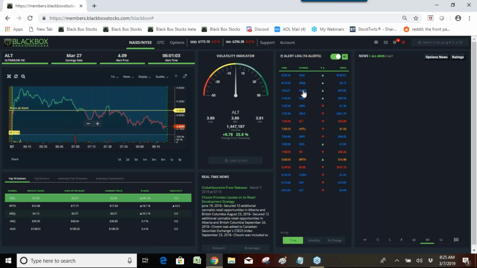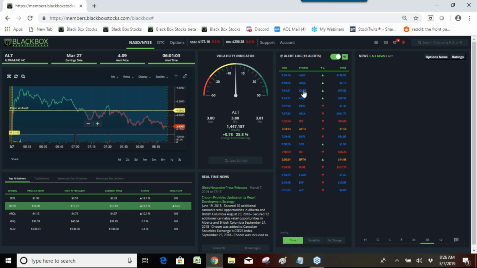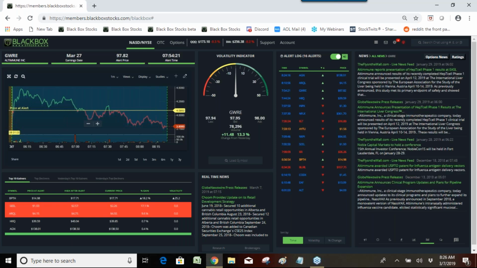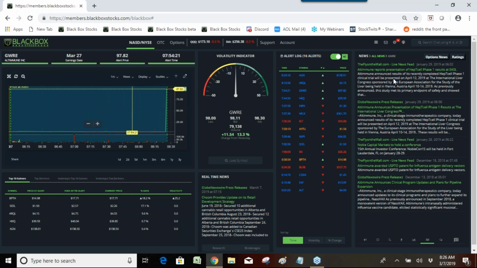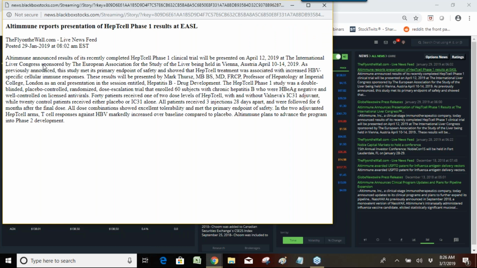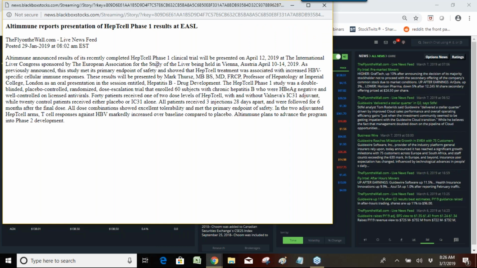Let's click Guidewire real quick. Maybe I did something wrong on this ALT. Oh, there's the ALT. Let's get it up. For some reason, I had that delayed. It's recently completed a Hep T cell phase 1 clinical trial, which will be presented on April 12, 2019. Okay, so they've recently completed it. They're going to do a presentation on that, so that's cool.